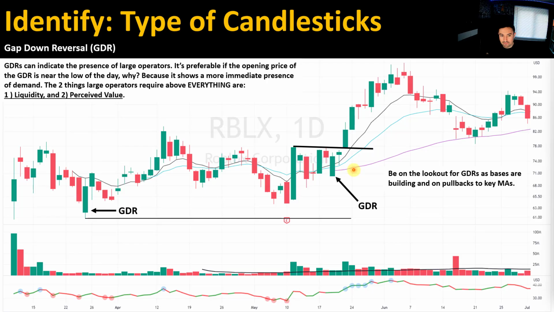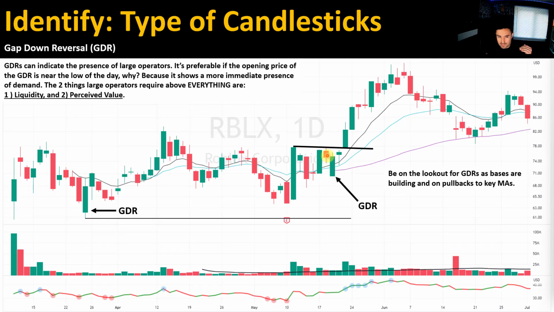And what moving average does it gap down underneath? What's this purple line? It's the 50 SMA. Now, is the 50 SMA, as we've been going through here, an area where you might expect large operators to step up and accumulate? Yes. So is it really good to see a gap down reversal bar?